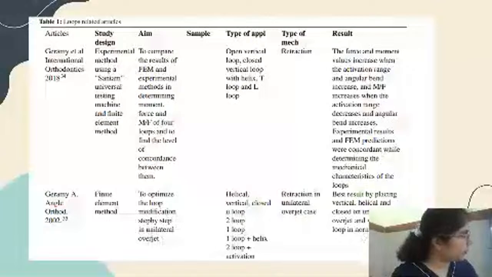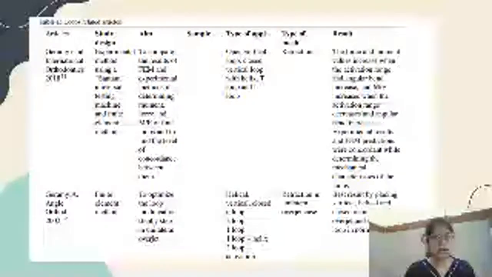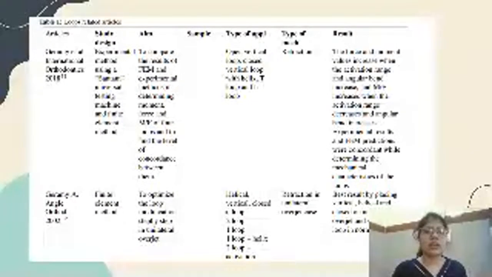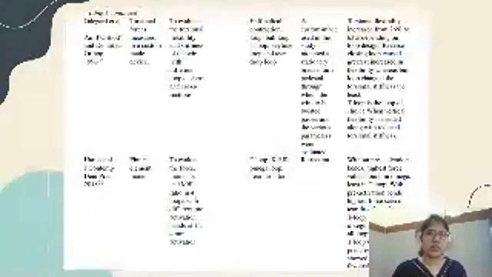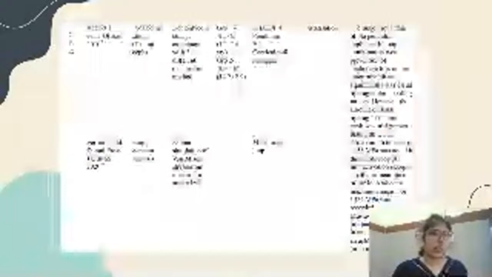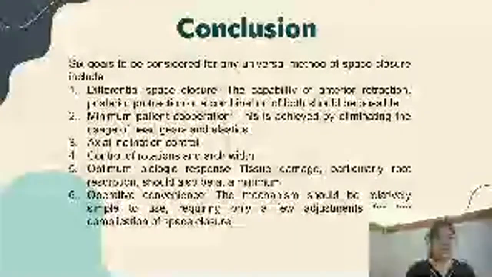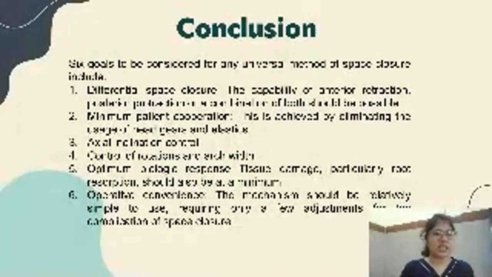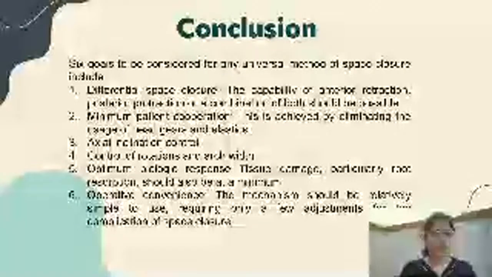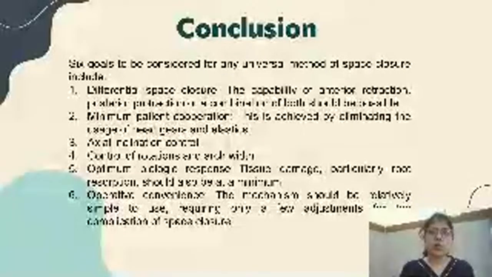Now these are various studies, and references results were given according to the various studies. Now, the conclusion which was made in the article was 6 goals to be considered for any universal method of space closure include differential space closure, the capability of anterior retraction, posterior protraction, or a combination of both should be possible. Minimum patient cooperation.